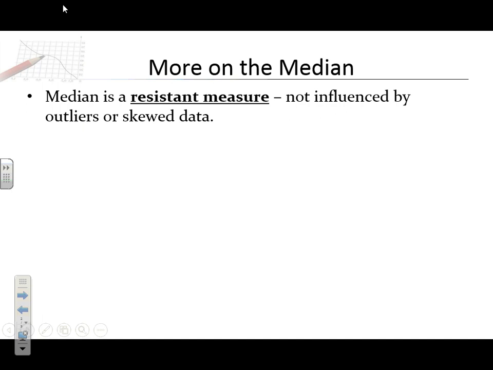The median, a little more information on that, is what we call a resistant measure. This is an extremely important vocab term. You absolutely need to know what it means to be resistant versus non-resistant, because that's a huge portion of deciding what type of measure of center or spread you want to utilize for a given graph, for a given distribution. So you have to know what it means to be resistant. When we say a measure is resistant, it means it is not influenced by outliers or skewed data.